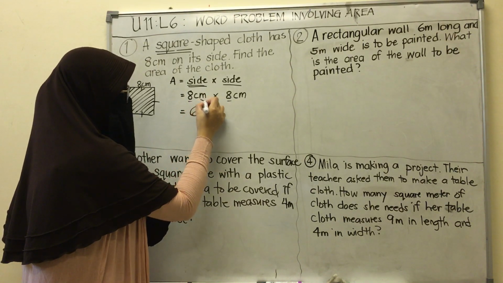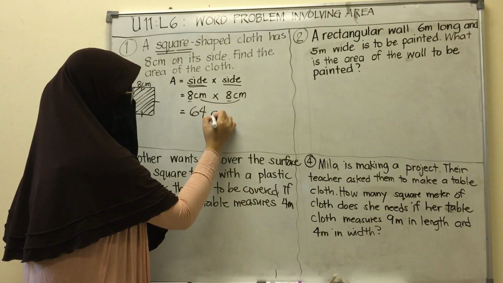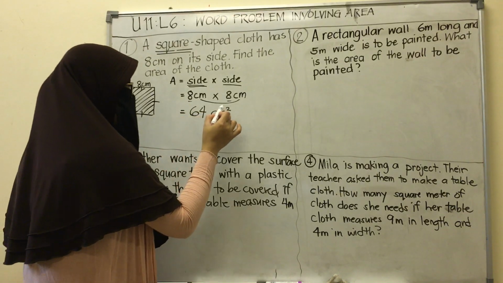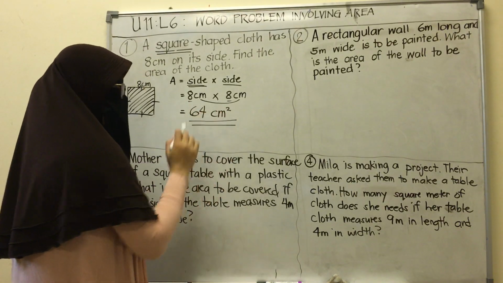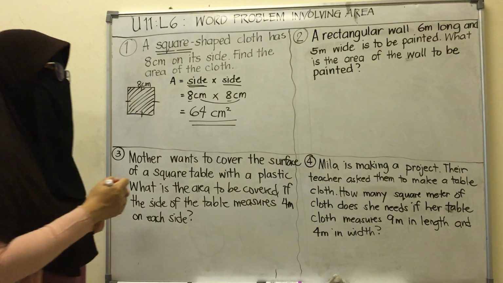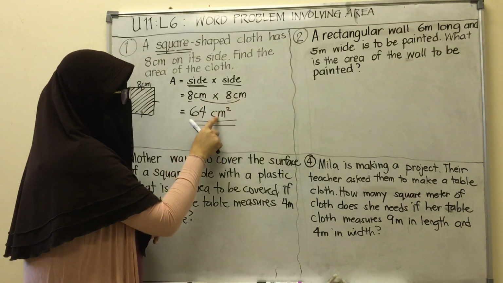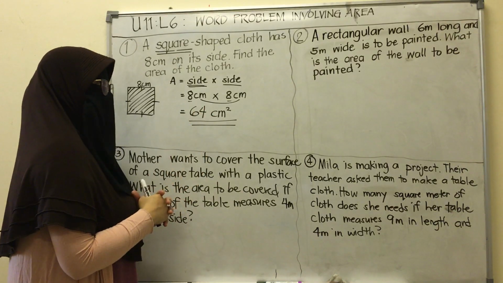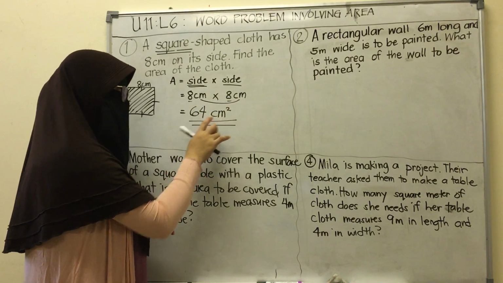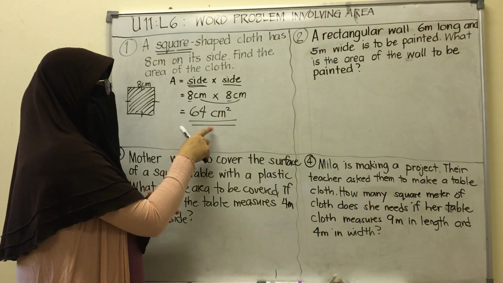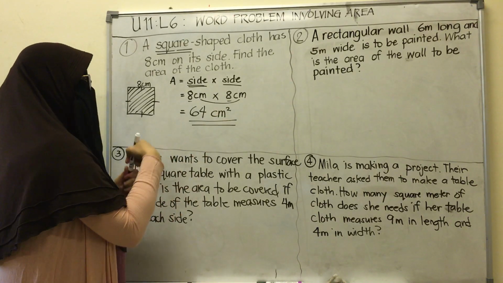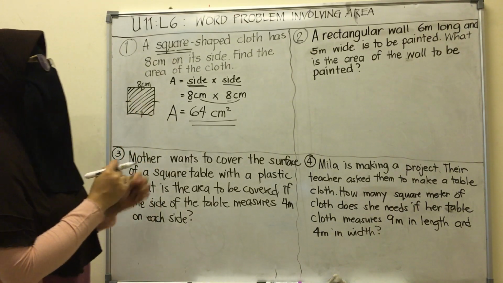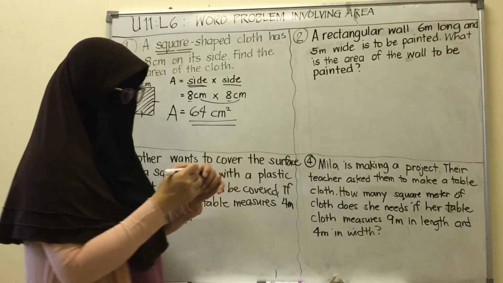Centimeter times centimeter is centimeter squared. Note that your answer should be expressed in squared units. Don't forget, if it's centimeters, we use square centimeters. Be careful with the unit of measure. So 64 square centimeters, that is the area of the cloth. Now let's go on to our second example.